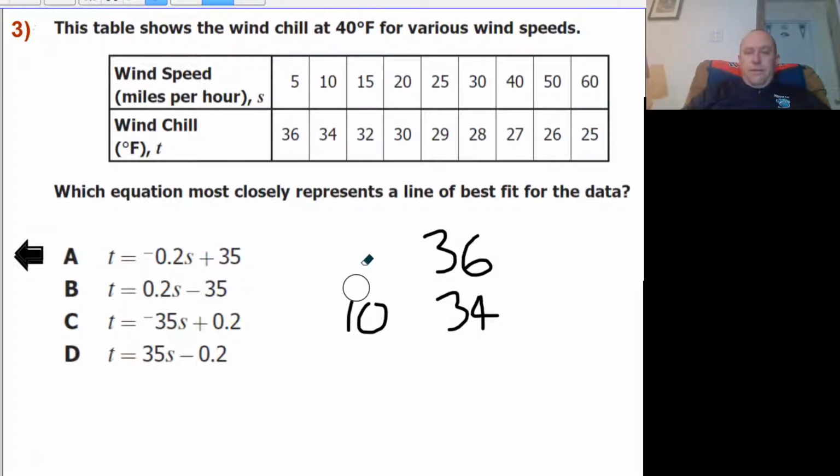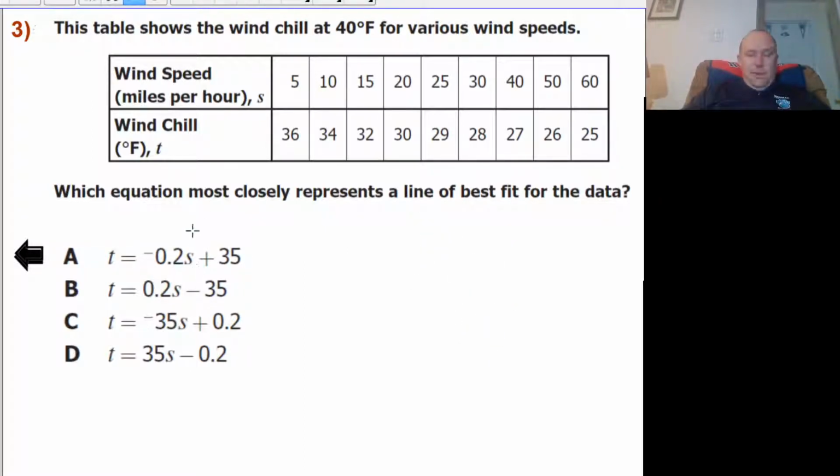And also wording of questions as well. Which equation most closely represents? So what that means is then this line is not perfect, but you've got to pick the one that most closely represents. Okay, so it might not be negative 0.2, it might be like negative 0.18, or it might be negative 0.22. So you'll just have to use a little bit of common sense as you're actually answering that part of the question as well.